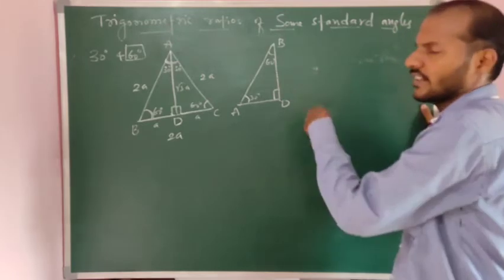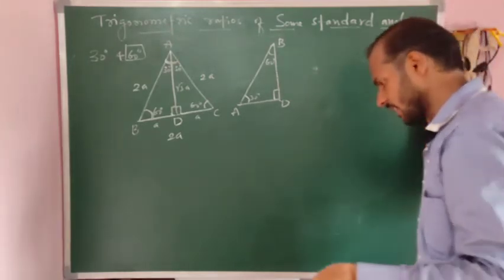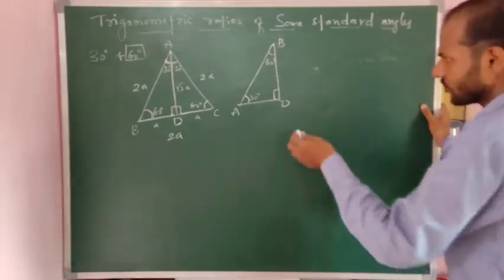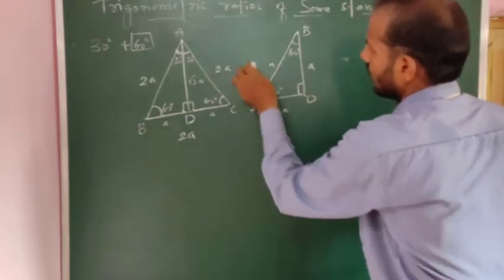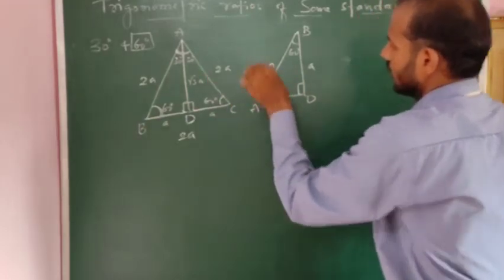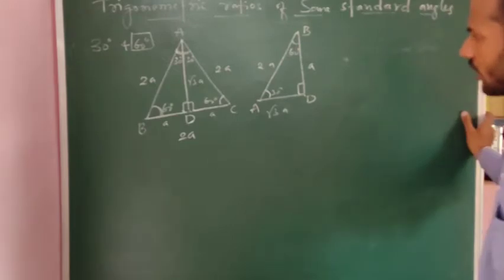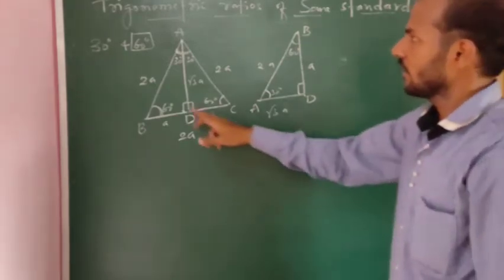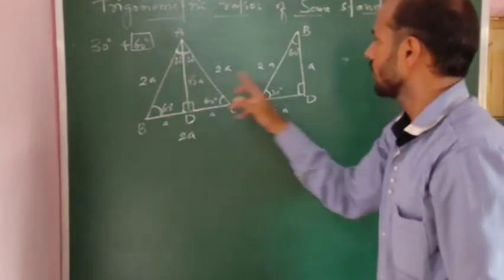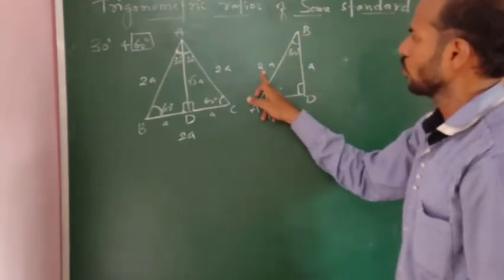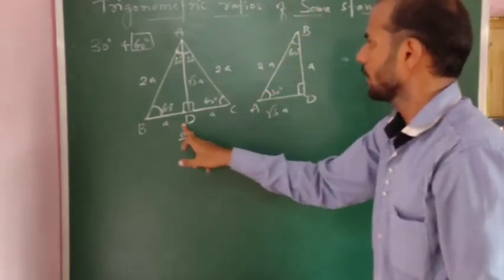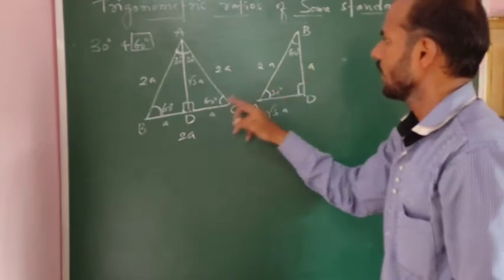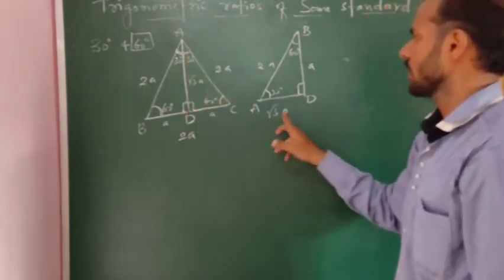Again, all three angles sum to 180 degree. Now first find AB, right? AB is just 2A. Got it? Now it is clear. AB is 2A, BD is A, and AD is root 3A.